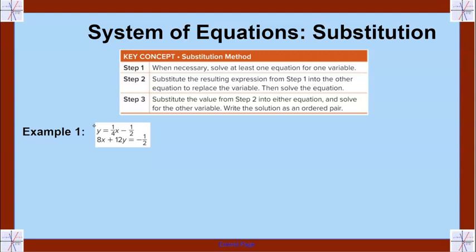So in our example here, we already have one variable solved for. So we're going to use that one. We're going to substitute 1/4 x minus 1/2. If that's what y is, I'm going to substitute that in for this y right here. So that's going to give me 8x plus 12 times, and in parentheses, I'm going to put 1/4 x minus 1/2, and all of this has to equal a negative 1/2.